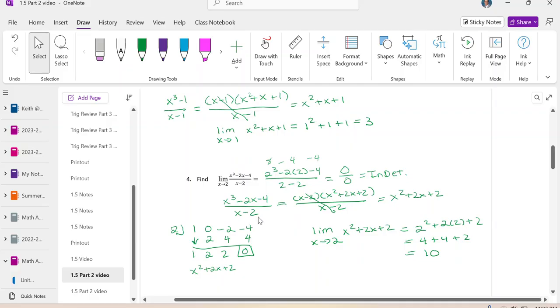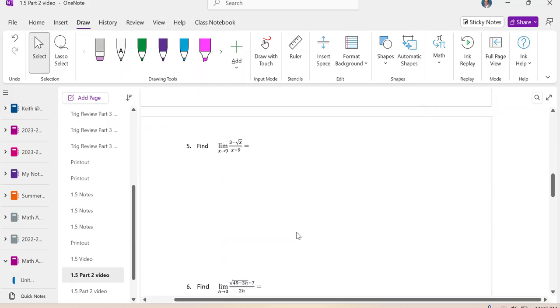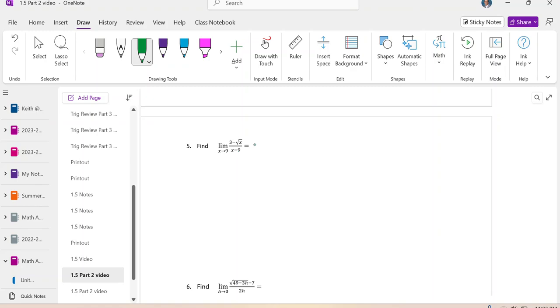So that's another way you can factor, by doing division. And if it goes in evenly, then what you divided by is one factor, and the resulting polynomial is the other. Now here, we do 3 minus the square root of 9 over 9 minus 9. So notice this is 3 minus 3 over 9 minus 9. So it's 0 over 0, which is indeterminate.